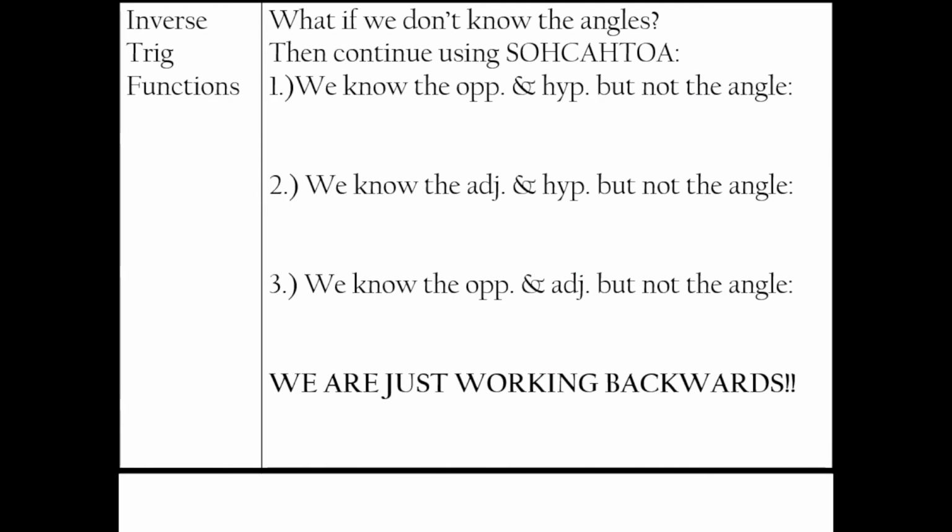Let's talk about inverse trig functions now. What if we don't know the angles? Well, we can still continue using SOHCAHTOA, but this time we need to use the inverse functions. We know the opposite and the hypotenuse, but we don't know the angle. No problem, we'll just use sine inverse. And sine inverse tells us that opposite over hypotenuse is equal to the angle now. What if we know the adjacent and hypotenuse, but not the angle?